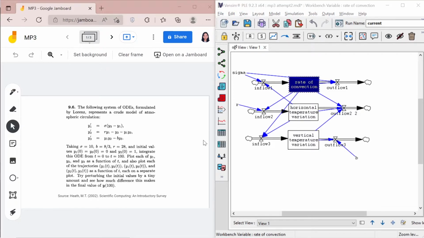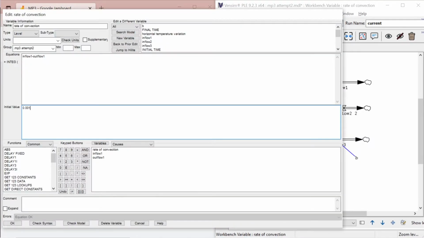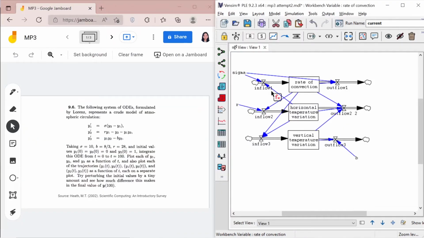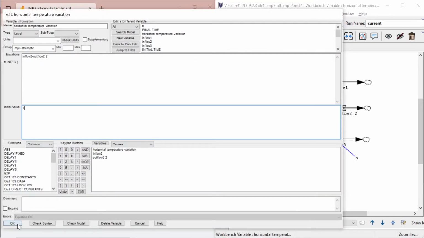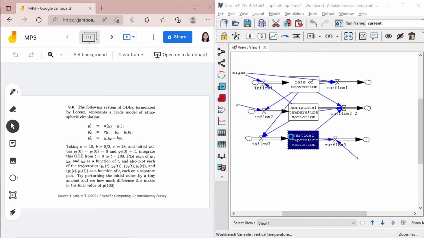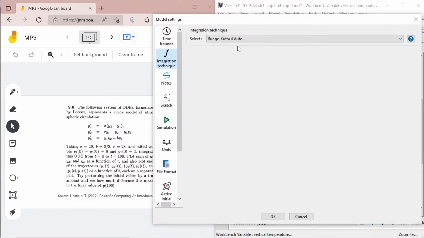For y1, the initial value is 0. For y2, the initial value is 1, and the initial value of y3 is 0. Before we integrate, let us first make sure we have incorporated the appropriate integral method and the lower and upper limits. The integral technique is Runge-Kutta.